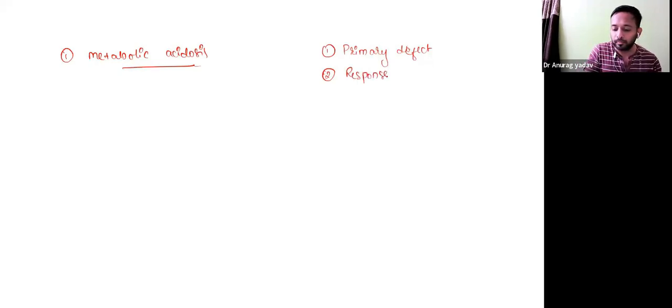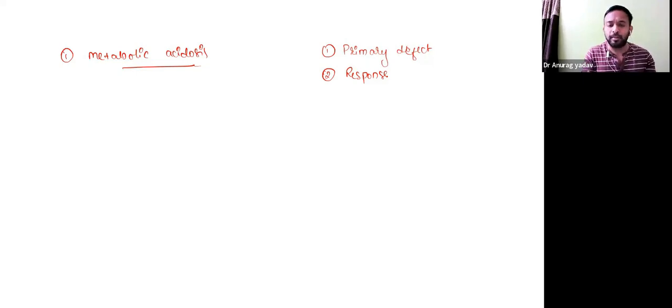What is the response of the body to correct this change? So for any metabolic disorder, acidosis or alkalosis, the acid-base disorders, we are going to see two things. First, what is the primary cause for it? What is the primary defect causing either the acidic condition or the basic condition? And second, we are going to see what is the response by the body. Is the body showing any response or is it not showing? Is it responding or not responding? These are the two things we are going to see.